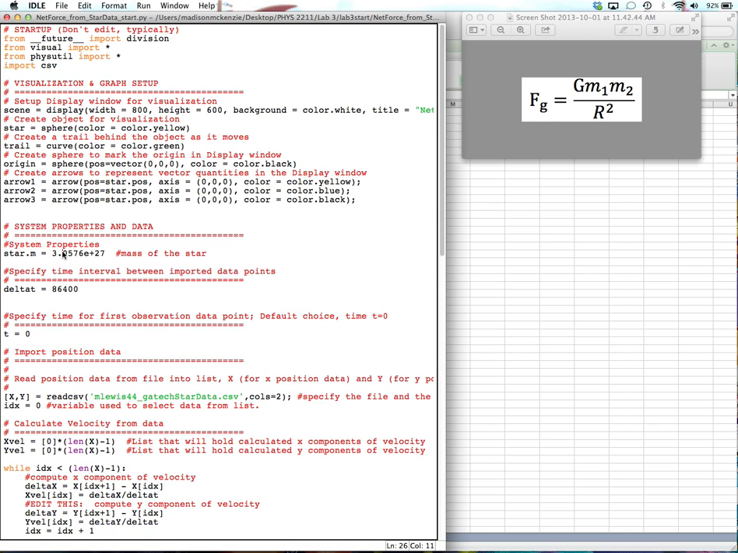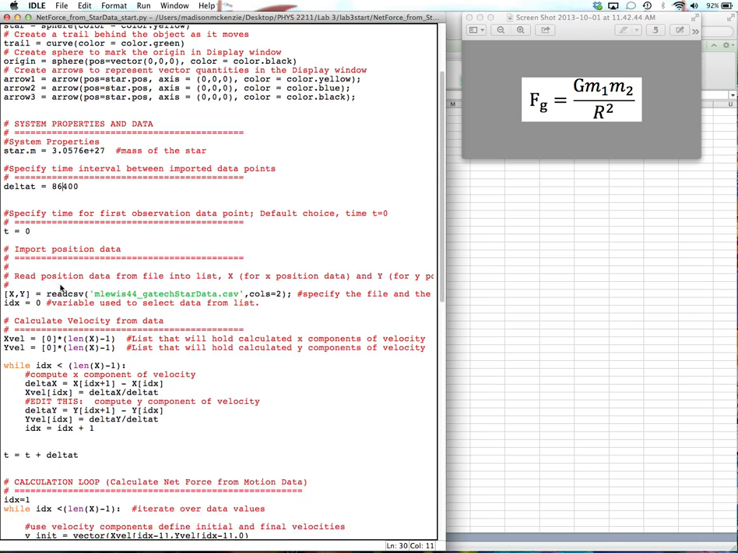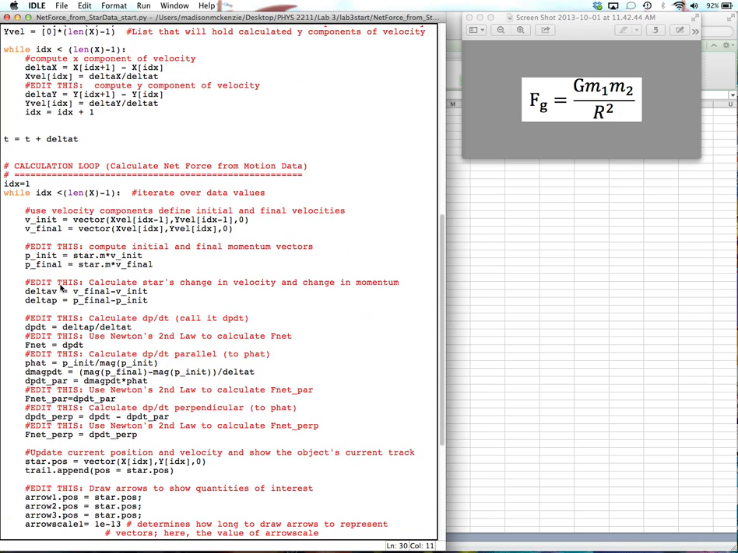I input the mass and the time step, set to be the length of a day in seconds, an Earth day at least. I changed the equations within the calculation loop to reflect the values in the momentum principle equations. Momentum, shown here as P initial and P final, is calculated by the star's mass multiplied by the respective velocities, final and initial. The deltas are found by subtracting initial values from final.